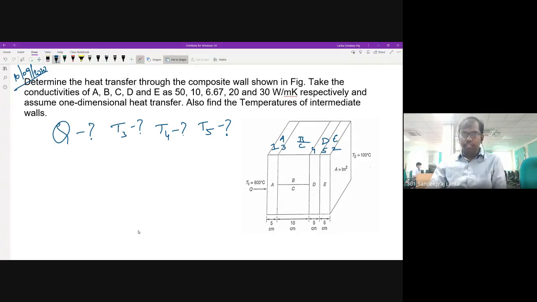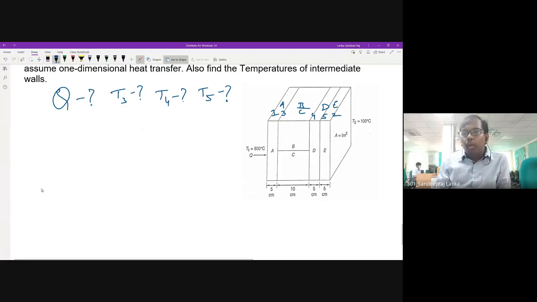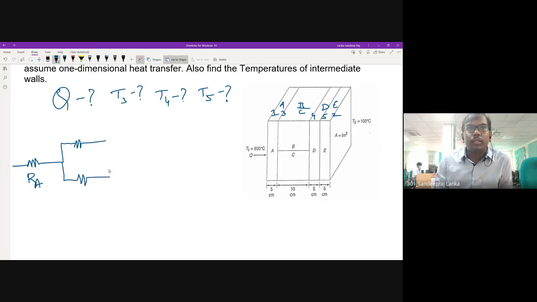But when you do any such problem, I always suggest you draw the resistance circuit properly. Once you are in a position to draw the resistance circuit properly, the problem will be very clear to you. Now, I'm drawing the resistance circuit here. I have A here. A will have a thermal resistance, and let me call this R A. And then I can see B and C. These B and C are parallel to each other and they are in series with A and D. So I should draw a parallel circuit here.